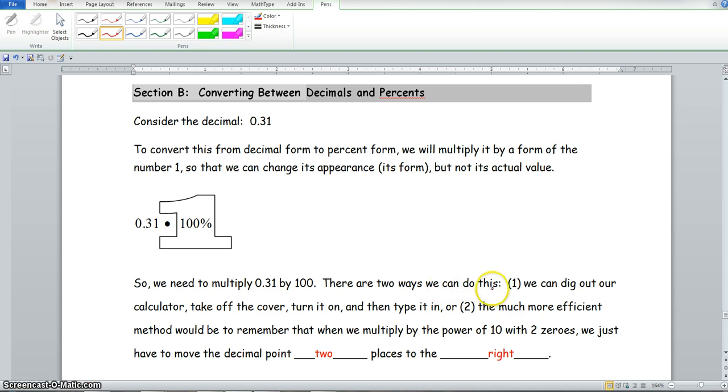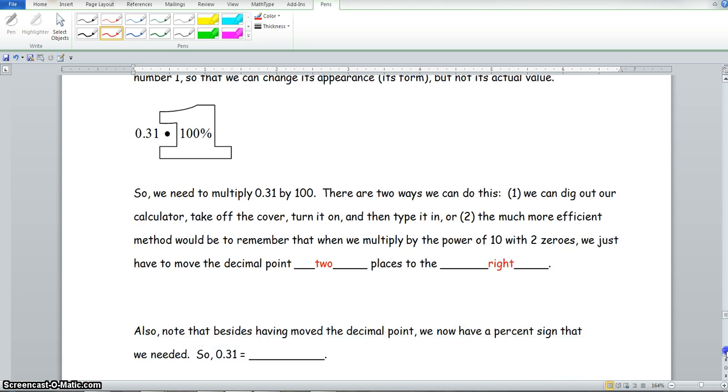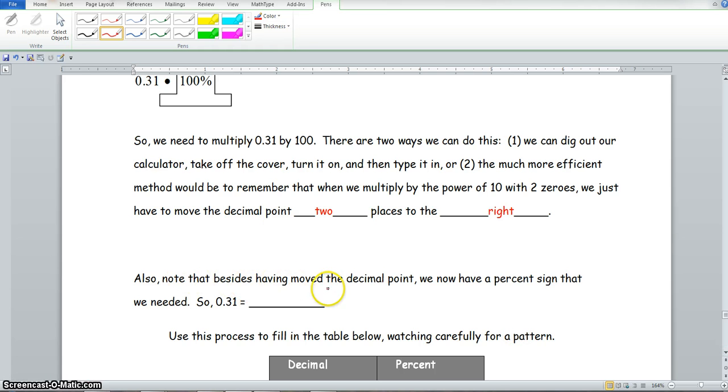There are 2 ways we could do this. We could dig out our calculator, take off the cover, turn it on, and then type it in. Or the much more efficient method would be to remember that when we multiply by a power of 10 with 2 zeros, we just have to move the decimal point 2 places to the right. Also note that besides having moved the decimal point, we now have a percent sign that we needed.